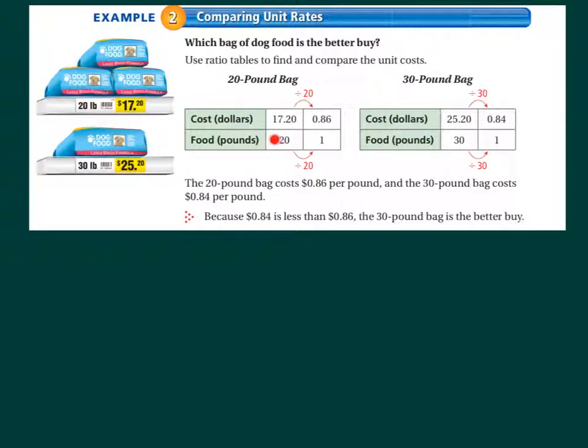You guys can see here on the bottom you get 20. On the bottom of this one you get 30, and you can see the cents per pound. This one's 86 cents per pound. The 30-pound bag is 84 cents per pound. So what you'll get is the 30-pound bag is the better buy, and that's typically how it works in most of what you buy.